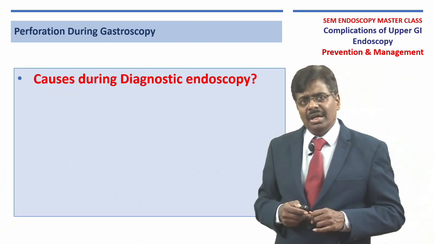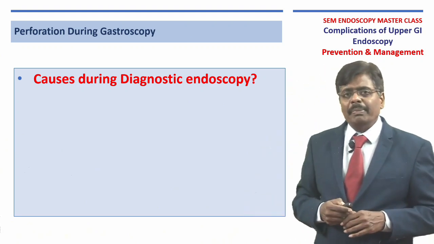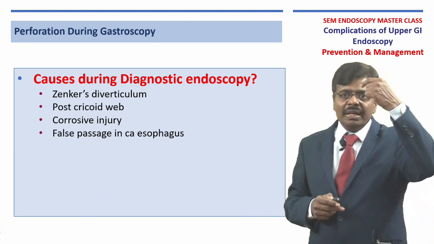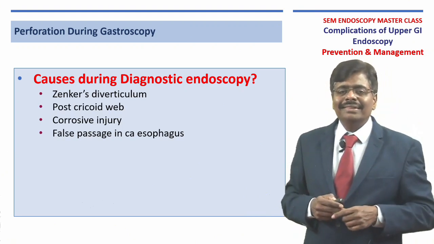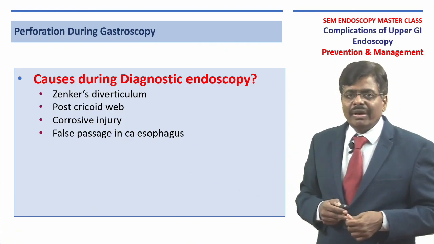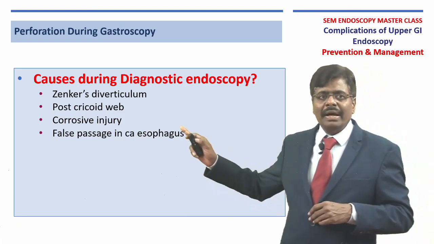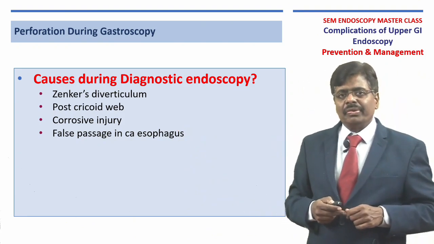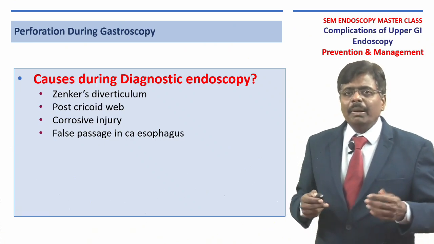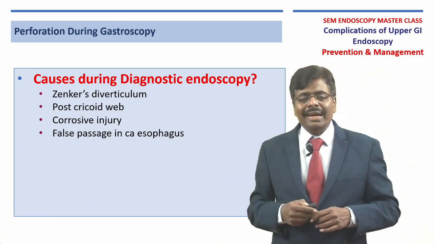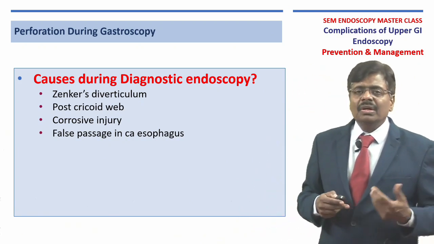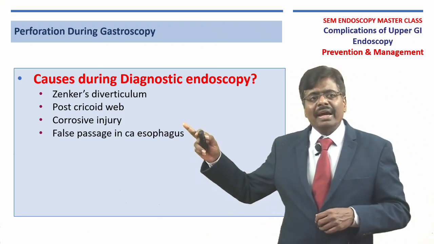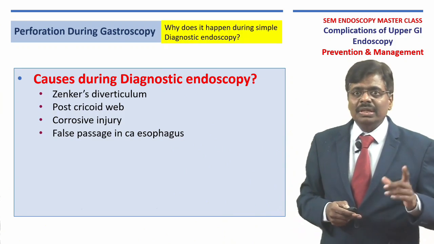Coming to the perforation, which each one of you should avoid, especially when you do a diagnostic endoscopy. For example, if you are already at 15 centimeters from the incisor teeth and the scope is not going beyond the cricopharynx, it could be one of these problems. Either it is a Zenker's diverticulum, where you are entering the false passage every time, or it is a post-cricoid web in Plummer-Vinson syndrome, or it could be a stricture due to previous corrosion, or it may be carcinoma esophagus there. So, these are all the problems. Unless you are very careful, you may create a false passage. So, that is an issue.